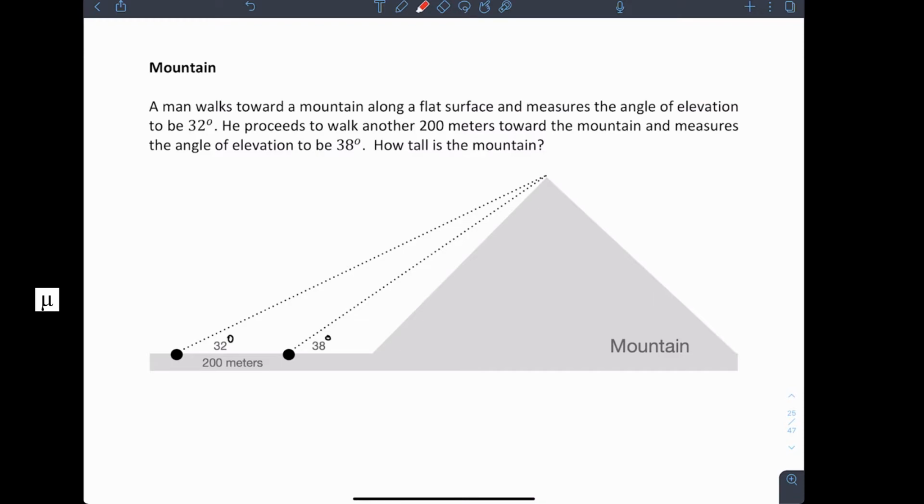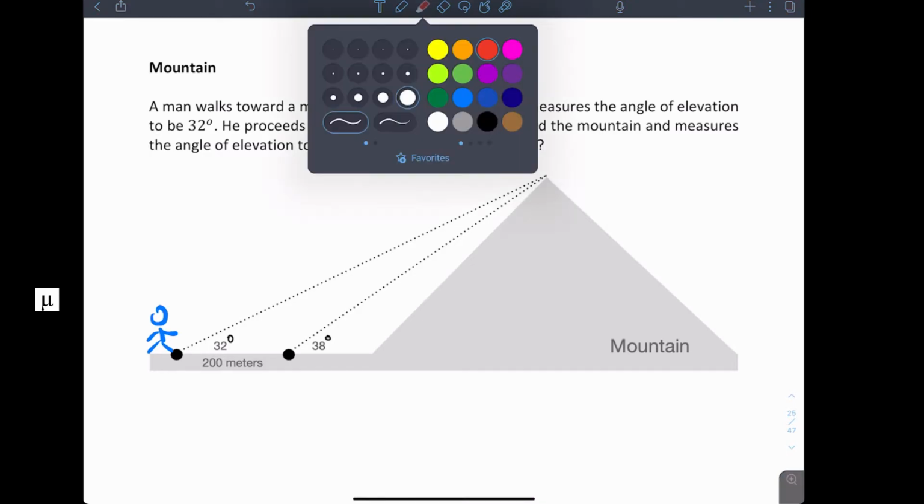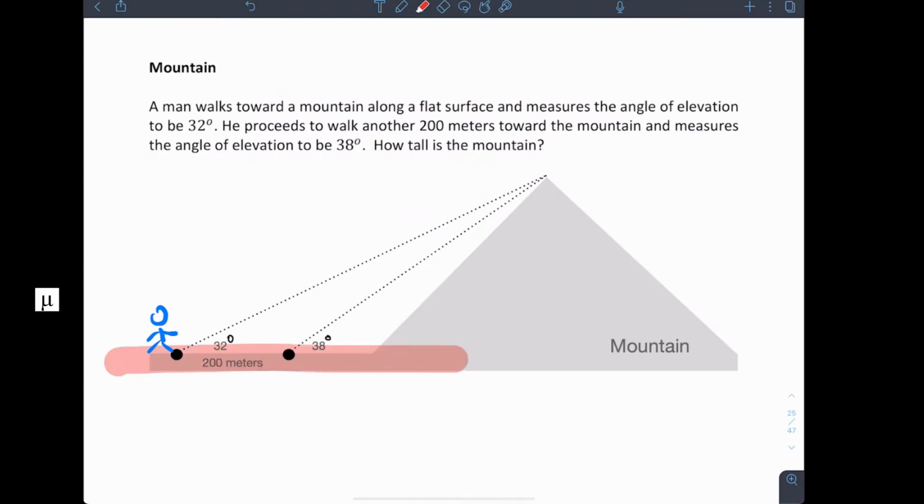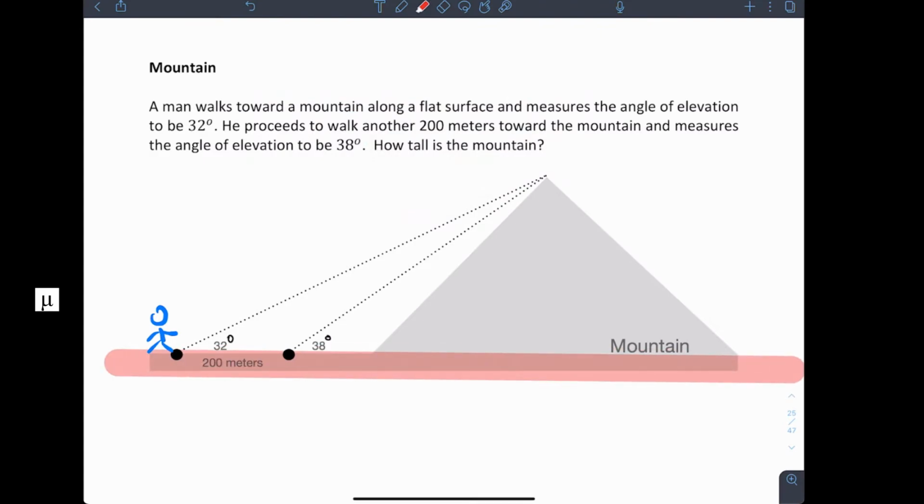A man walks toward a mountain along a flat surface and measures an angle of elevation to be 32 degrees. So here's what's going on in this example. Okay, here's the person, and it's walking. You know, they say a flat surface, it's not going up and down. In other words, it's a straight line. So it's a horizontal. Does that make sense? They never say, hey, there's a horizontal. That's what they mean, though.